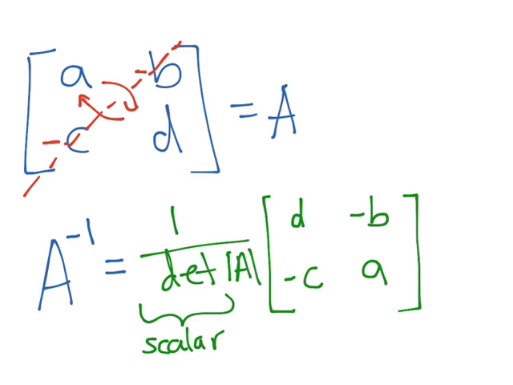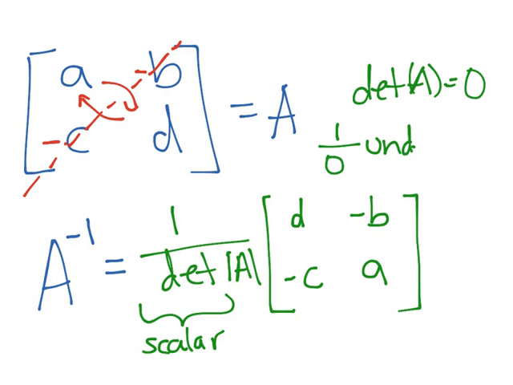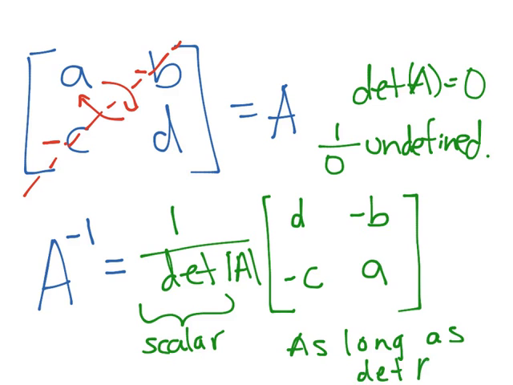But you might see an issue here. What would happen if the determinant of A is equal to 0? You know that 1 over 0 is undefined. So actually, you cannot get the inverse of a matrix if the determinant is equal to 0. So this is the inverse as long as the determinant of A is not equal to 0.